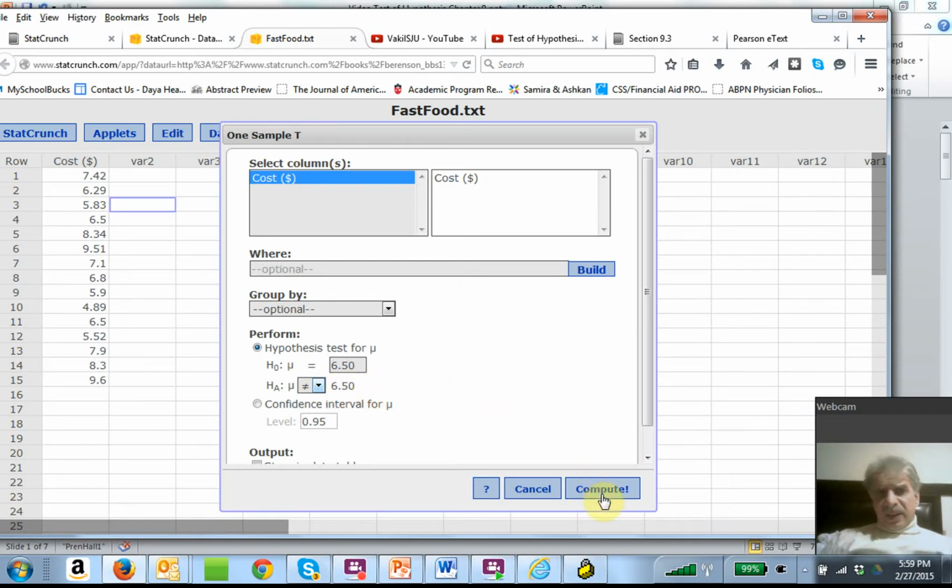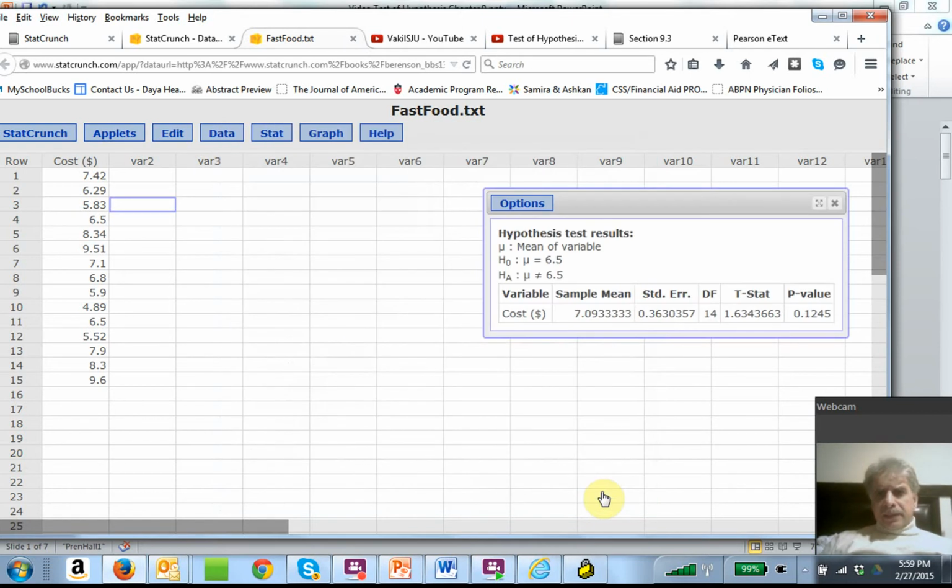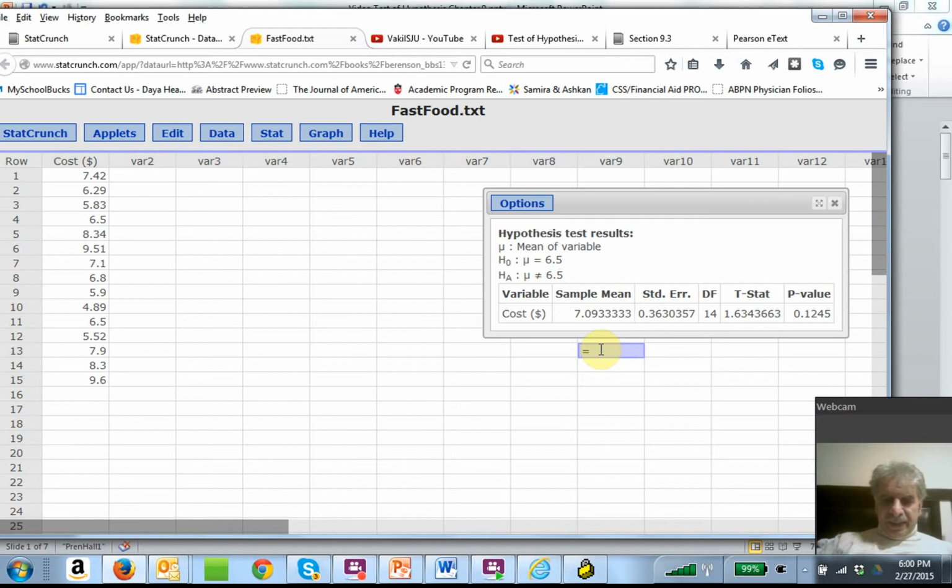And that's all I need to do, because if I ask for the calculation, it's going to go through and tell me that under H0, you have the mean equal to 6.5, and under the alternative, the mean is not equal to 6.5. It has gone through this and come up with the sample mean of 7.09. Basically, if I round it up, that becomes 7.1 if I want to do it manually.